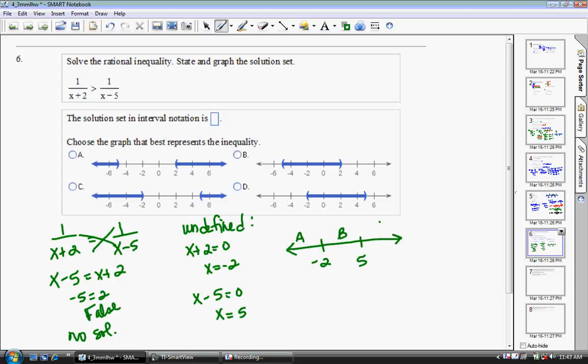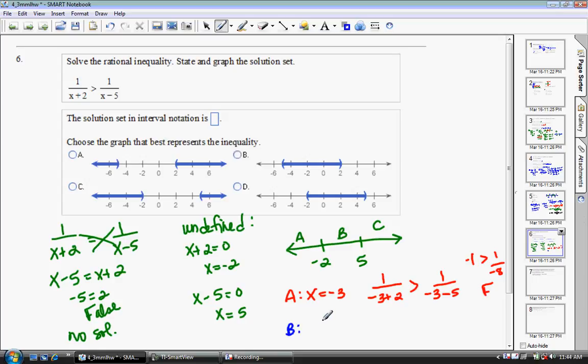So out of regions A, B, and C, we're going to choose numbers to test. Let's say out of region A, let's choose maybe negative 3, something to the left of negative 2. So we would have 1 over negative 3 plus 2 greater than 1 over negative 3 minus 5. So we have 1 over negative 1, which is negative 1. Is that greater than 1 over negative 8? Is negative 1 greater than negative 1/8? No, that is false, right?